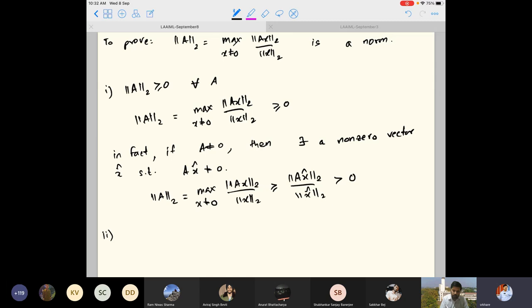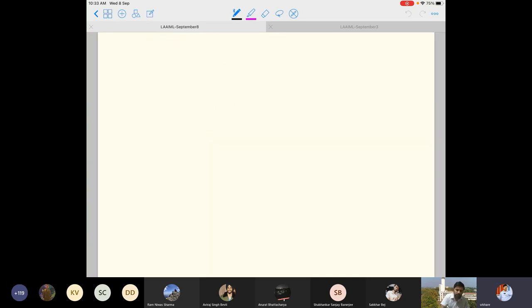The second property is trivial. I think you can prove this yourself: mod alpha into norm of A. This property is very easy, no need to worry about it. And the triangle inequality, how will it work? So let us see.